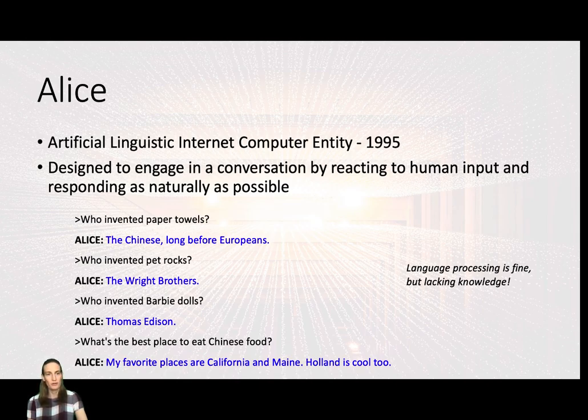We ask it, who invented paper towels? It says the Chinese long before Europeans. Who invented Barbie dolls? Thomas Edison. This is grammatically correct. It's a who question, and you get a proper noun in return. Okay, but the knowledge doesn't make sense.